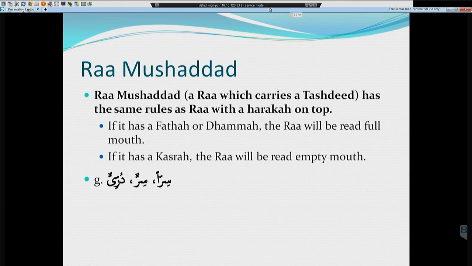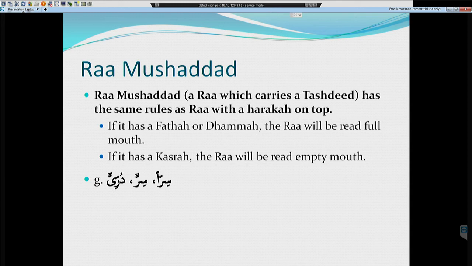Example of this is sirran. You don't say sirran. Sirrun. Now, do you look at the letter before the ra? Absolutely not. If it has a tashdid, look at the ra itself. That's all you have to look at. Why is that very important?